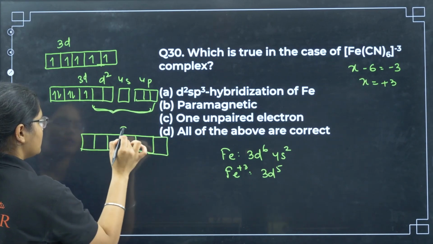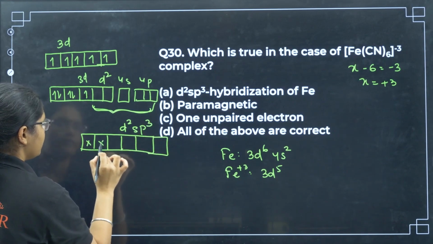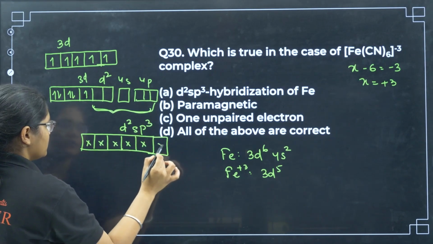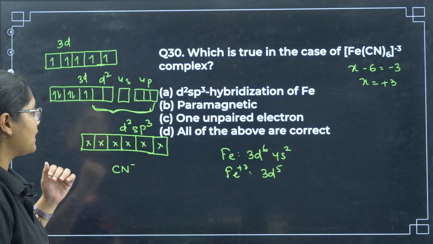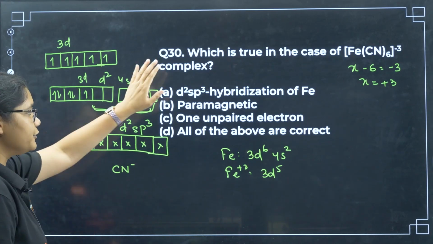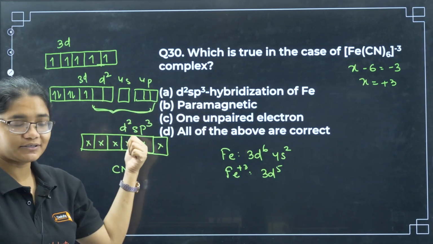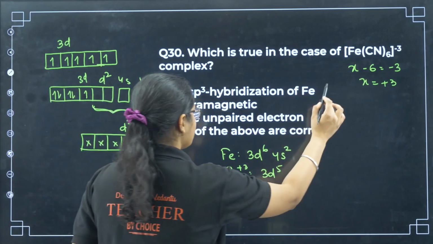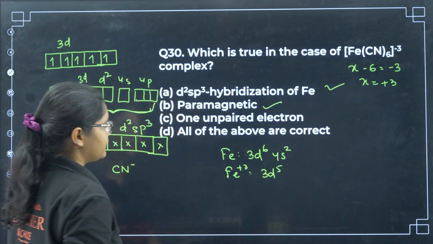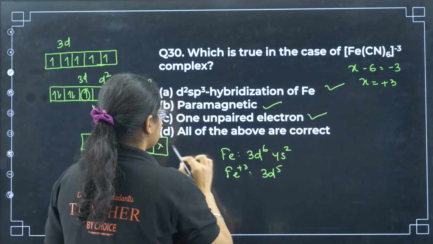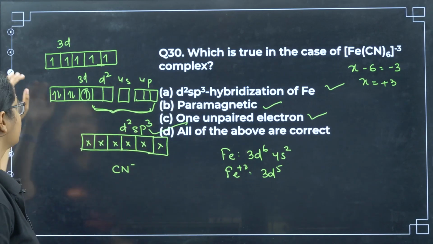which are your d2sp3 hybrid orbitals, where the CN ligands will come and donate their electrons. Now what we have here, you have to calculate the properties. d2sp3 hybridization is there, yes, that is correct. It is paramagnetic, yes, I have 1 unpaired electron, so it is paramagnetic. 1 unpaired electron, that is also correct. So all the above are correct, option number D here.